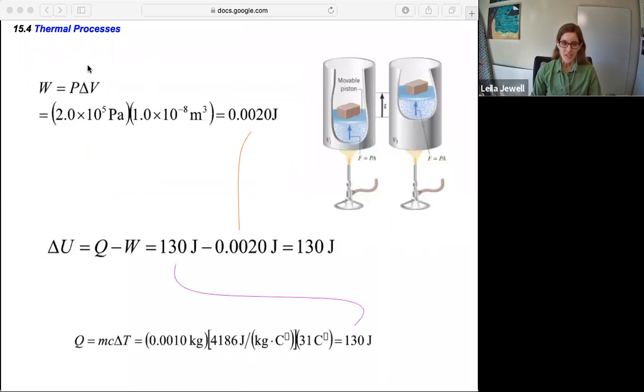All right, so work is equal to pressure times the change in volume. So we take those two numbers and multiply them and come out to 0.0020 joules. Now, how did we get to joules? I mean, I like getting there. It's a good result, right? So we have pascals times cubic meters.